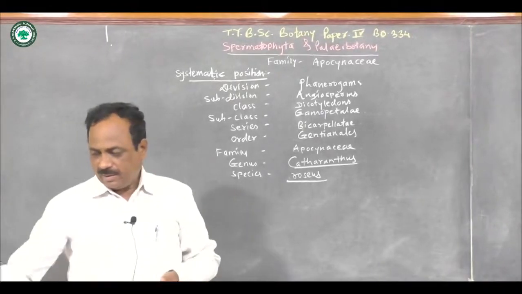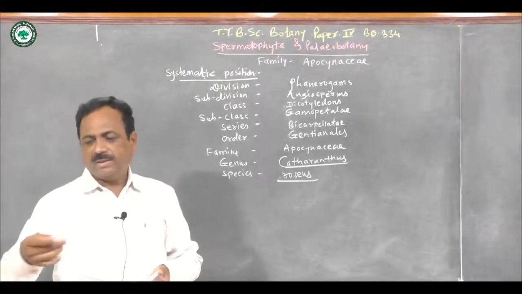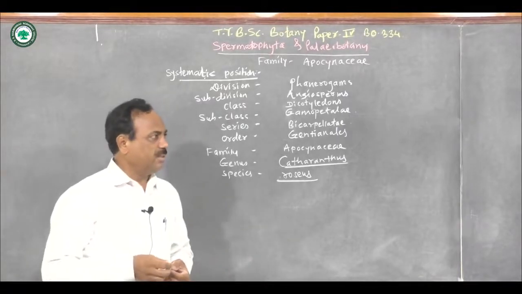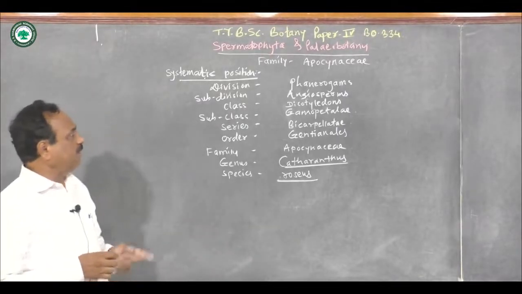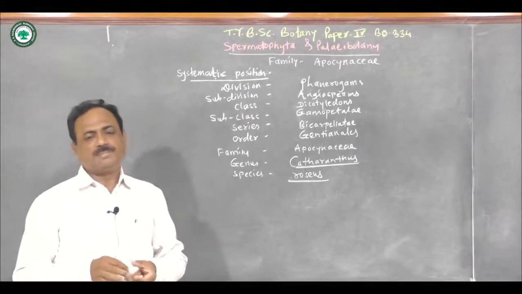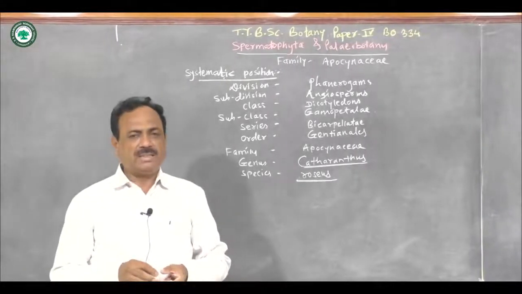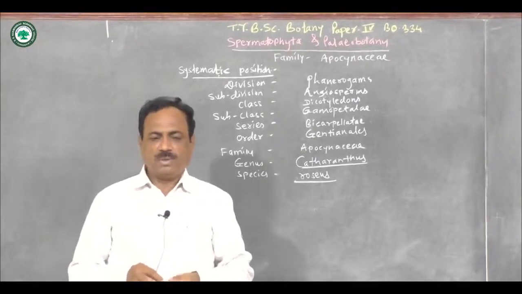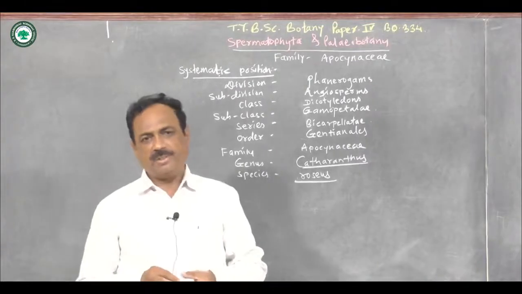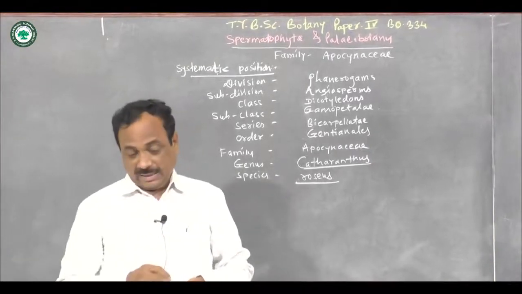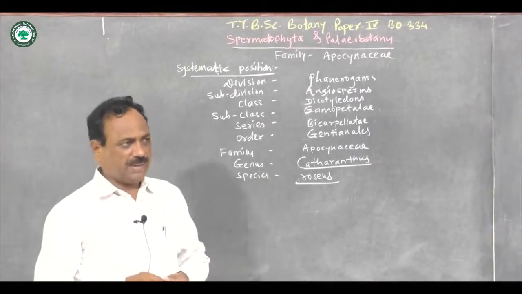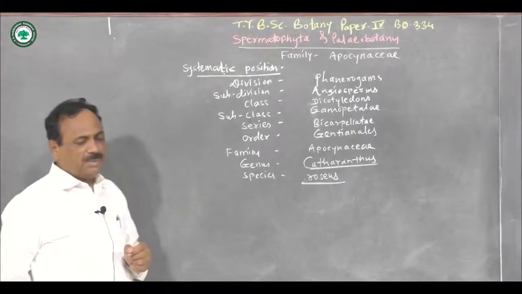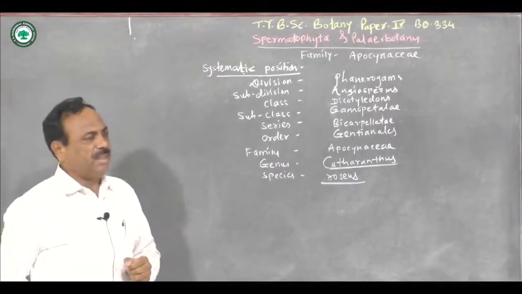During my lecture I am covering the points of this family Apocynaceae with reference to its systematic position, then morphological characters, distinguishing characters of the family, floral formula, floral diagram of the family, and the economic importance of the family. First let us talk about the systematic position of the family Apocynaceae.